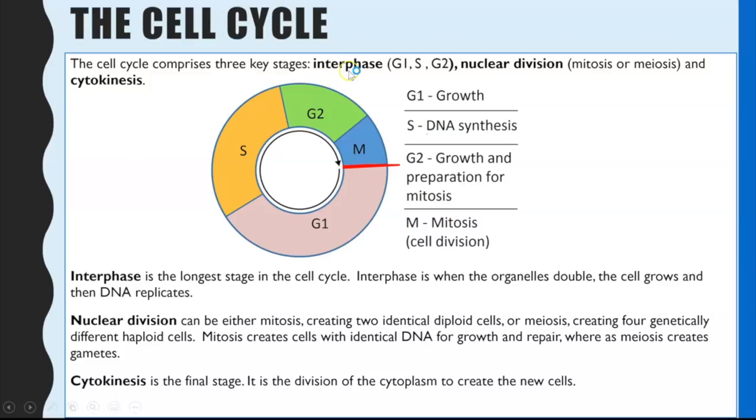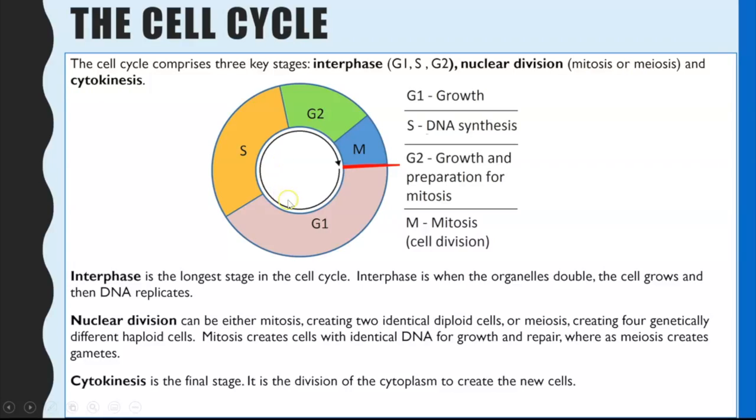So the first step is interphase, and that is made up of what we call G1, S, and G2. Then we have the nuclear division, and that is either mitosis or meiosis. And finally, cytokinesis, which is when the cell cytoplasm splits.